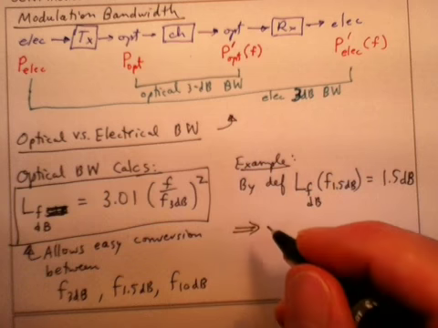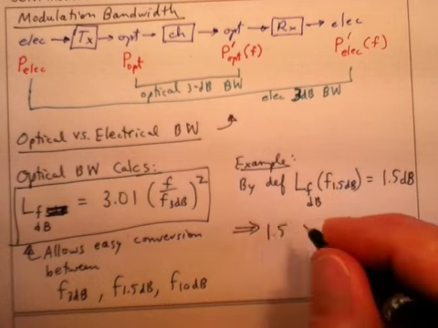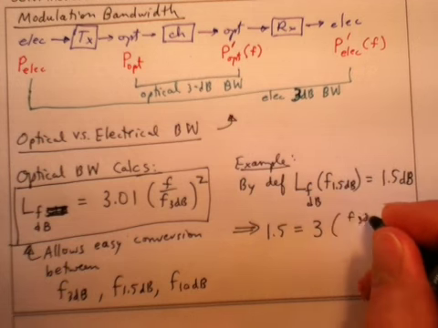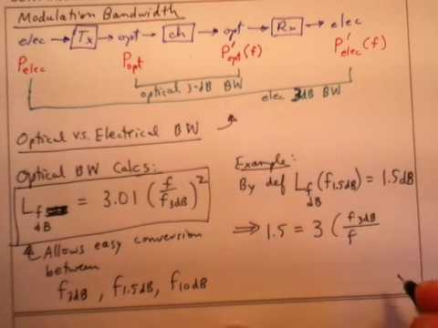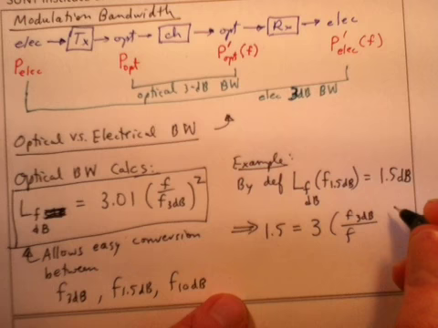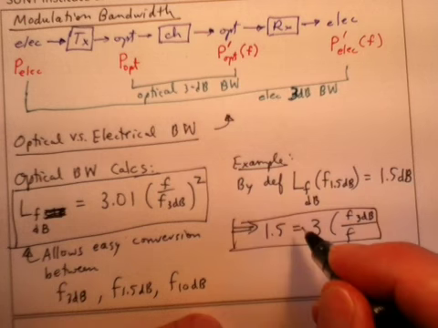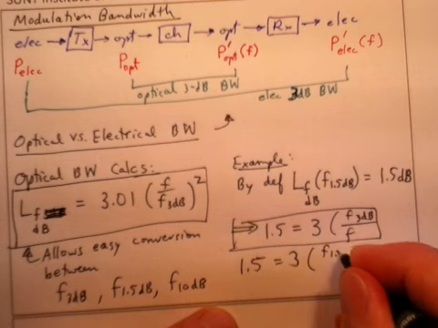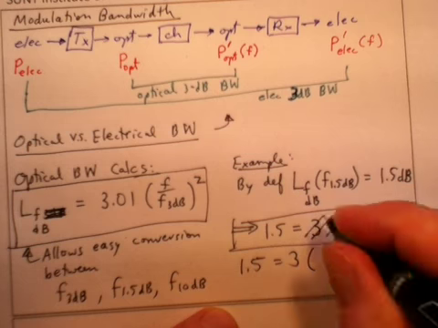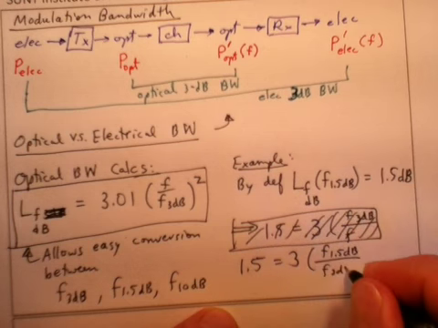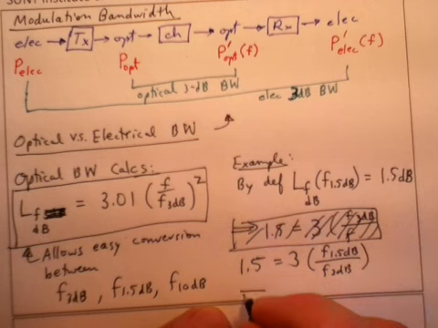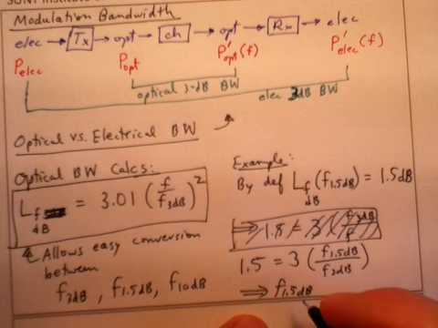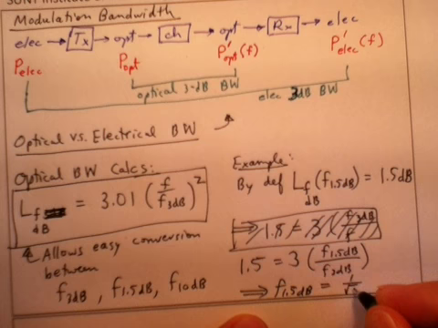But then we can write that 1.5 is equal to 3 times F1.5 dB all over F3 dB squared. And this immediately gives us that F1.5 dB is equal to 1 over the root of 2 times F3 dB.